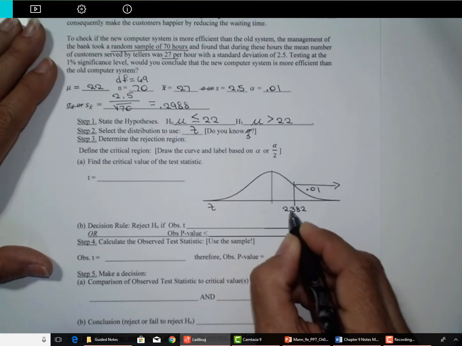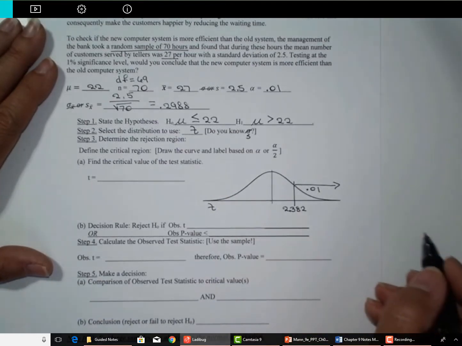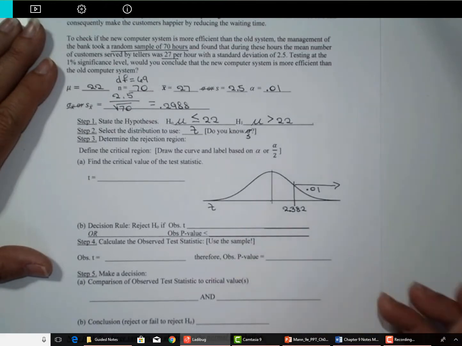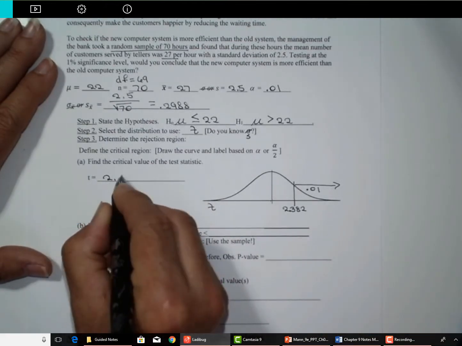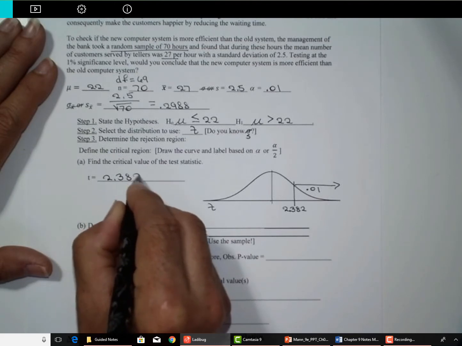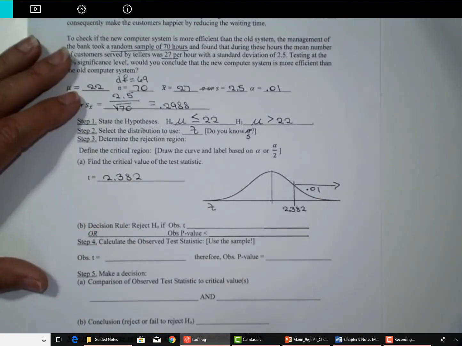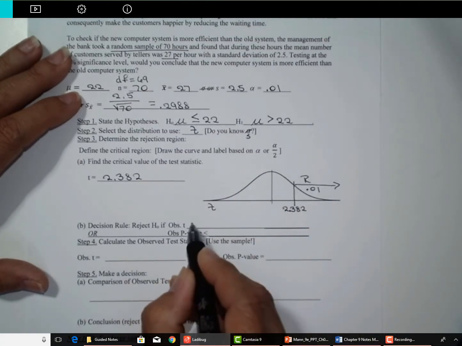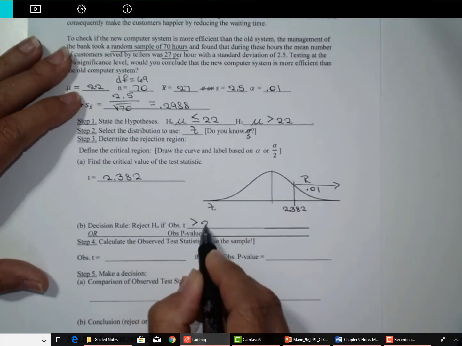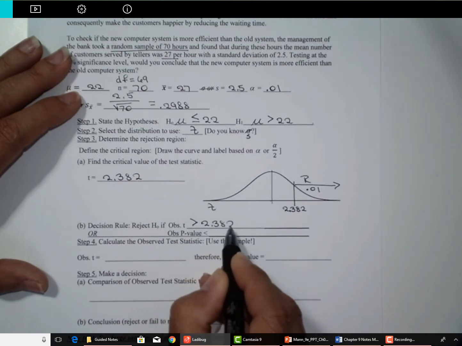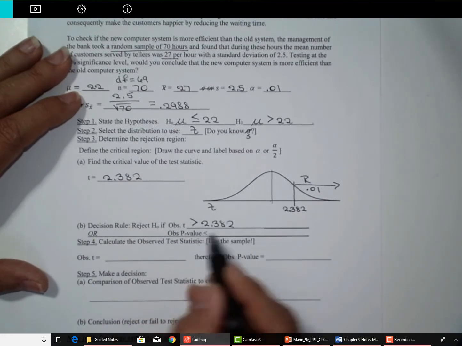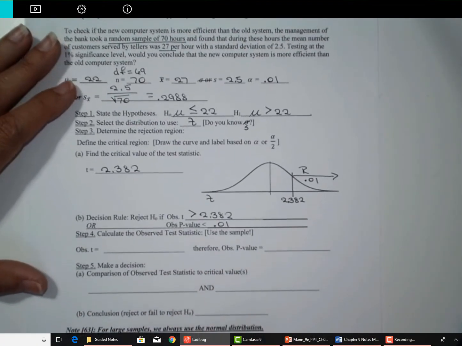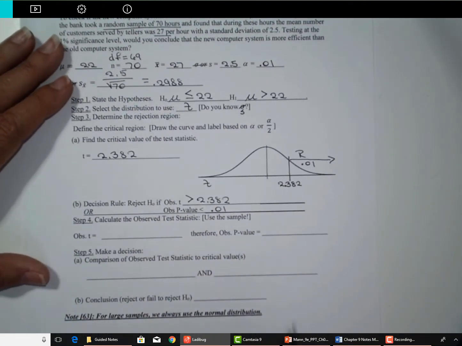Now remember, with t, it only gives us positives. We have to decide if we're dealing with a negative or a positive based on how we drew our picture in our curve, and we're dealing with a positive this time because we have a right-tailed test. So we have a t-value of a positive 2.382. Our rejection will happen if we observe a t-value that is greater than 2.382, or it would happen if we had a p-value less than the alpha of 0.01. So those two tests are in place. Let's see what our sample tells us.